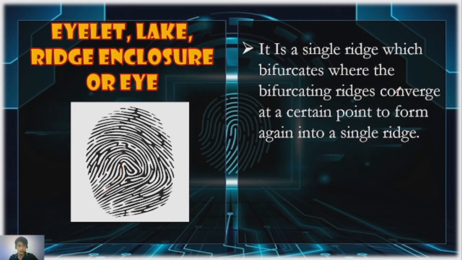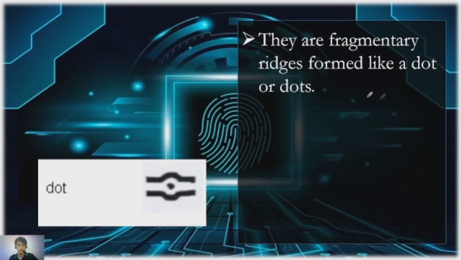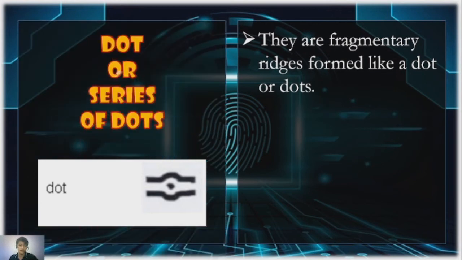Right. So next in here is the ridge characteristic dot. Some say, in other words, a series of dots, because there are some fingerprints that have lots of dots or a series of dots. Well, it says in here they are fragmentary ridges formed like a dot or dots.